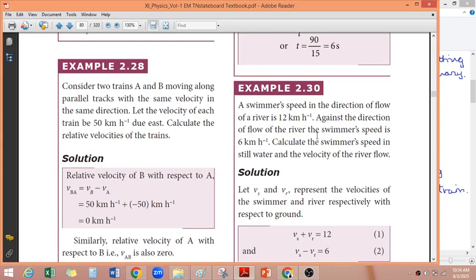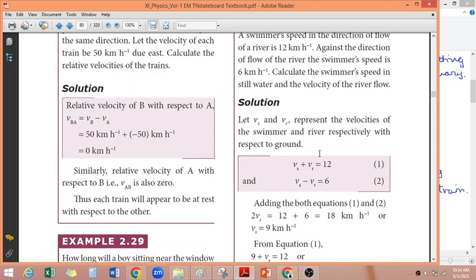This river kind of problems very often they'll ask you. Especially in NEET and JEE, they'll ask you these kind of questions.